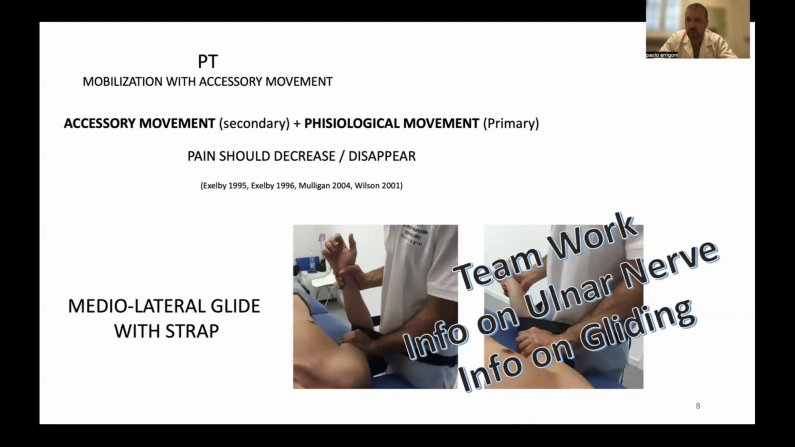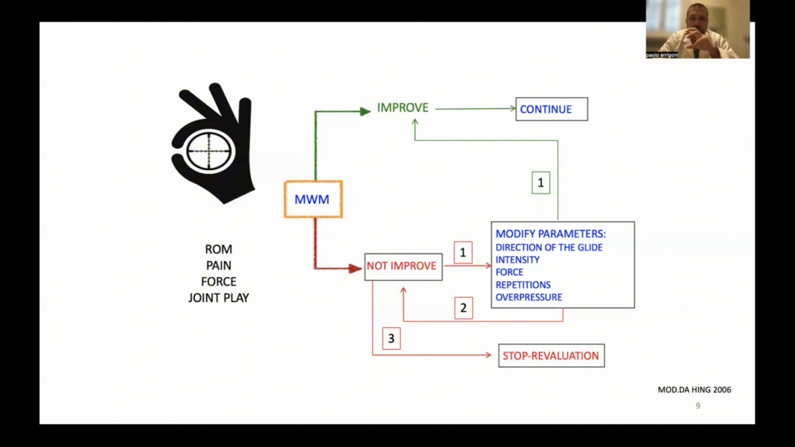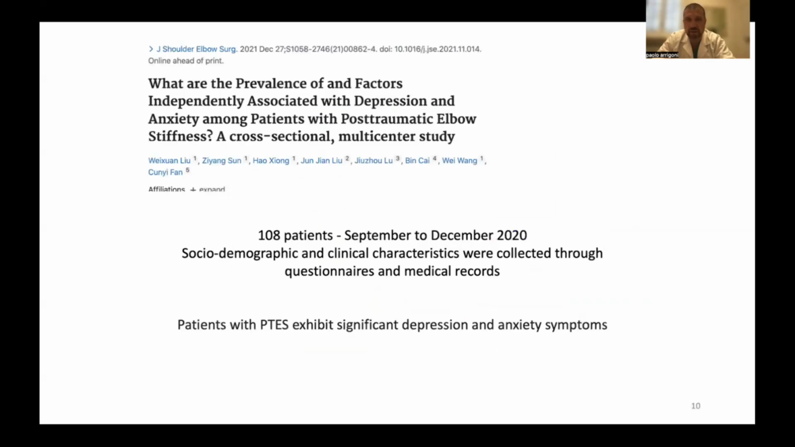And again, it's a teamwork. We have to talk with our patient and the physical therapist. If there is an improvement, we go on. If there is not an improvement, we can modify some parameters: direction of the glide, intensity, force, repetitions, overpressure, managing and controlling pain, and go in that direction, trying to improve. If there is absolutely no improvement, then we can rethink that patient, that elbow, stopping what we're doing and reconsidering the best strategy to act.